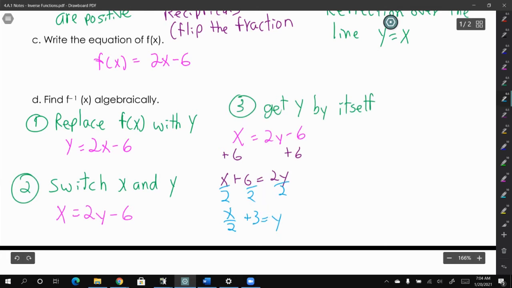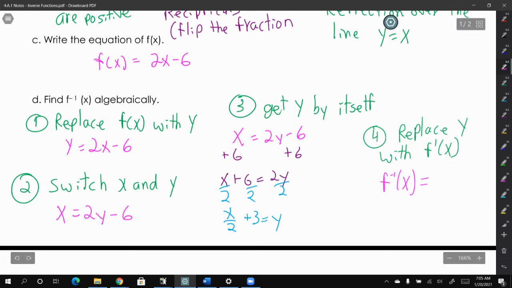And then the last step, and this is an easy one to forget, is you're going to replace y with the inverse notation. So then it will read the inverse of f of x is equal to x over 2 plus 3. So you really need your algebra skills to be able to do this and to get the correct answer. But it's very simple. You're just going to switch x and y and then get y by itself.